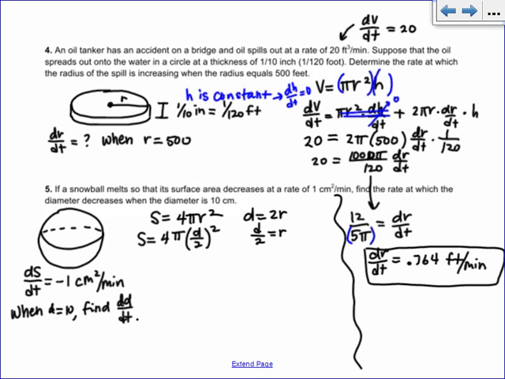I tutor a lot of people, and they try to take the derivative right now. Don't take the derivative right now. What do you do first before you take the derivative? Simplify, right? Don't you want to simplify this equation so it's easier to take the derivative of? So we get s equals 4 pi times d squared over 4. These 4's reduce out, so we get pi d squared. Much easier to take the derivative.